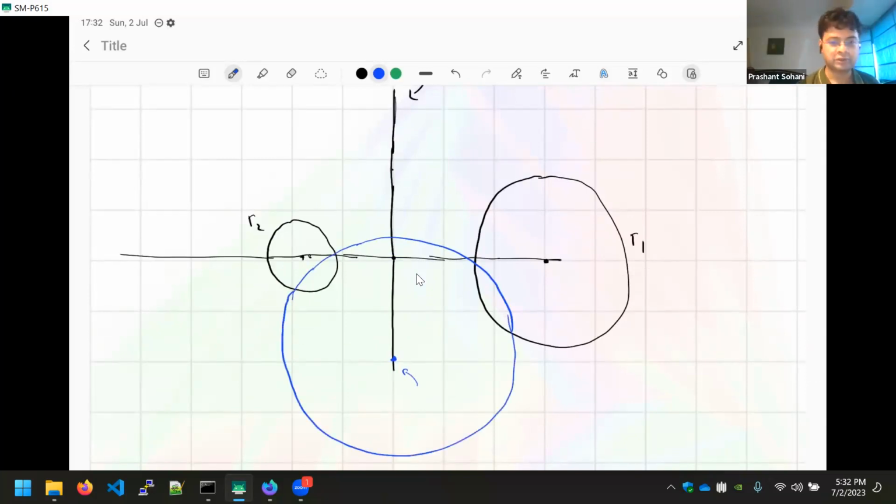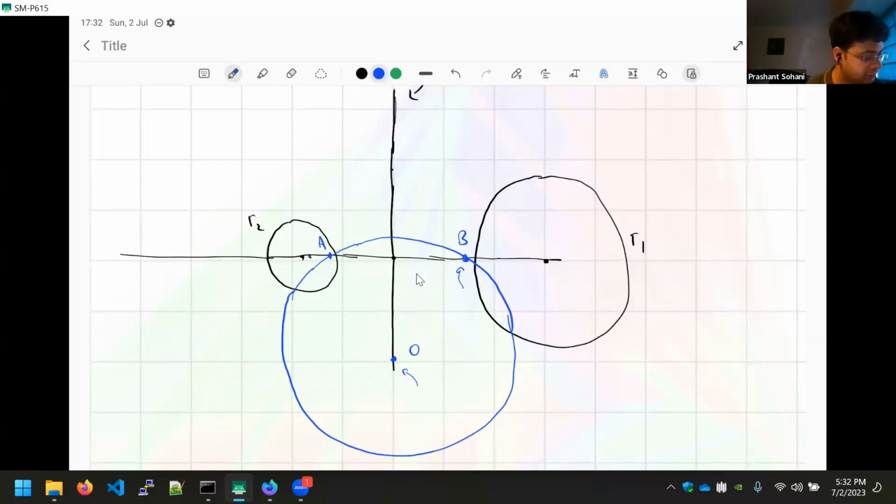And what the question asks us to prove is that the points at which this blue circle cuts our horizontal line are fixed. This circle itself will vary as this point O changes, but these points don't change. That is the claim. If I call these points A and B, the position of A and B is fixed, even as this blue circle varies. That is the claim being made.